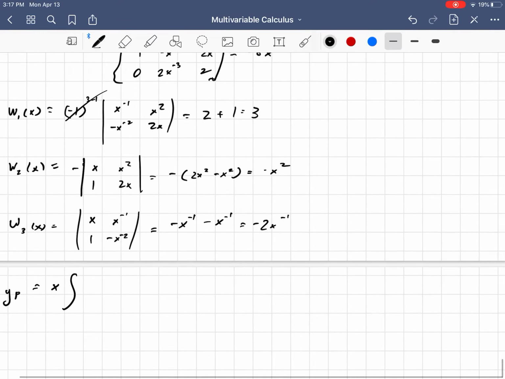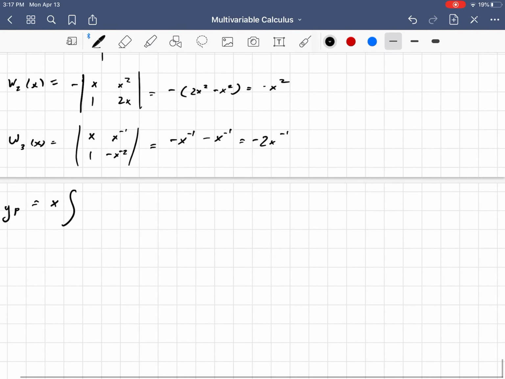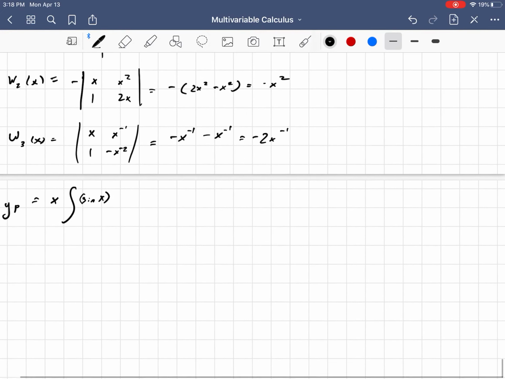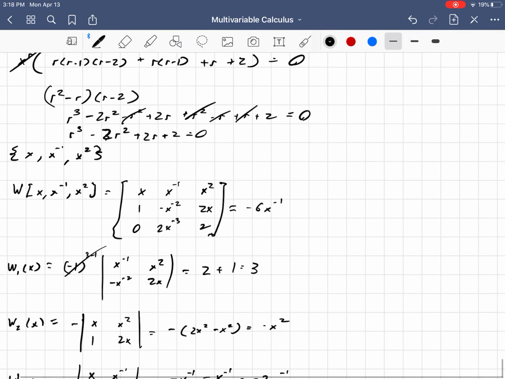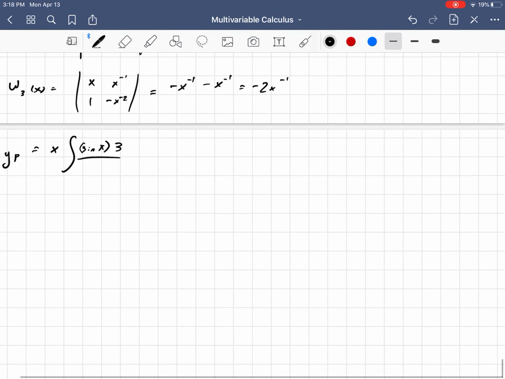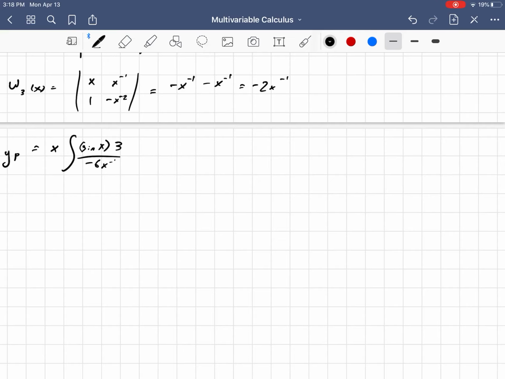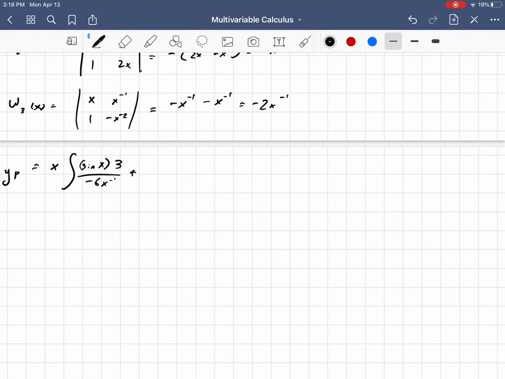Okay, so our particular solution is, we do y sub 1, which is x, times an integral of f of x, which is sine of x, f of x times Wronskian sub 1, which is 3, over the total Wronskian, which is negative 6x to the negative 1.